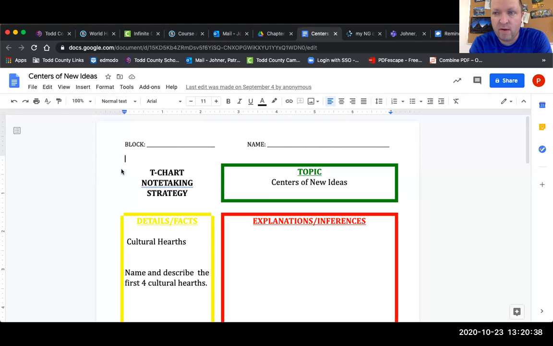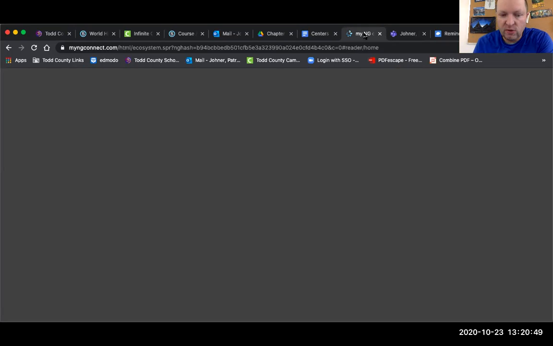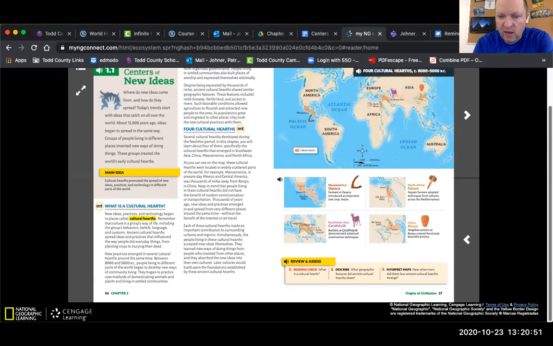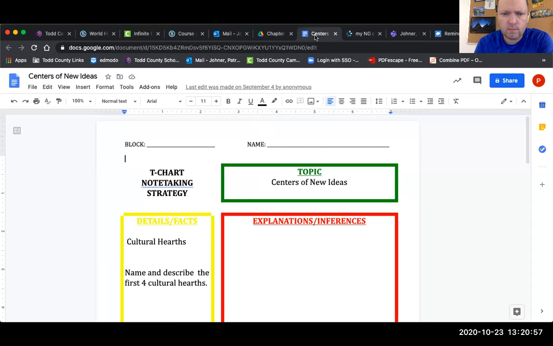Now remember, not everyone became farmers. There were still groups of people who were hunters and gatherers and still were nomadic and followed food sources from place to place. So we are going to use pages 36 and 37 of your online textbook. And this one's pretty short and sweet because we'll get more into detail on each one of these.